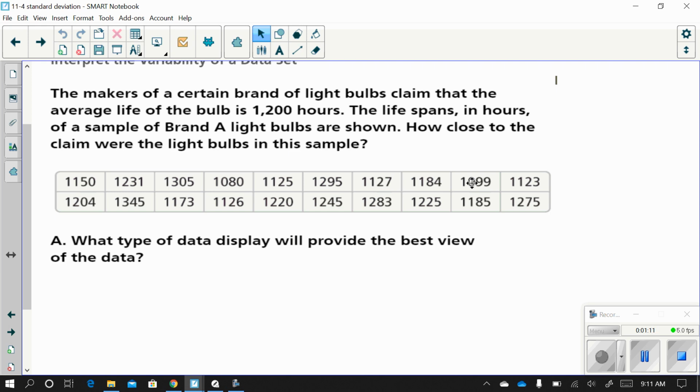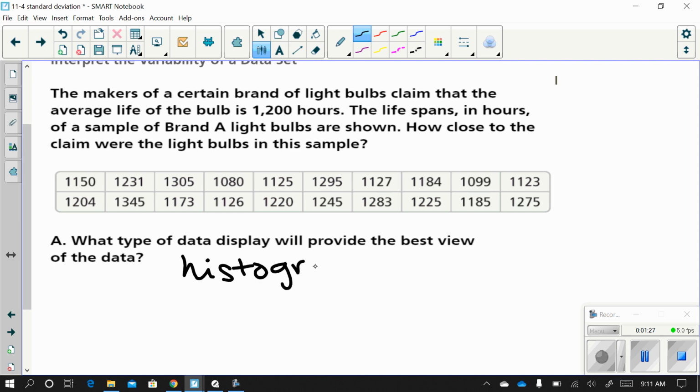So what type of data display will provide the best view of the data? Well, when we've got numbers that spread out, we like to look at a histogram. So we are going to create a histogram for this model. When I'm looking for a histogram, I always like to find the smallest value and the biggest, because to me that helps really decide how big our interval should be.